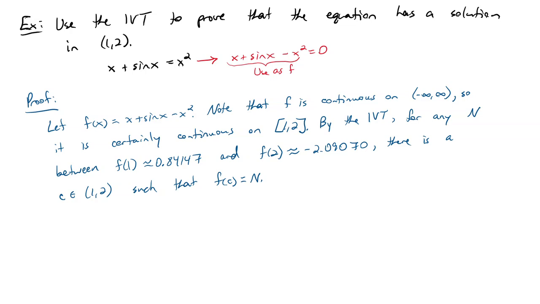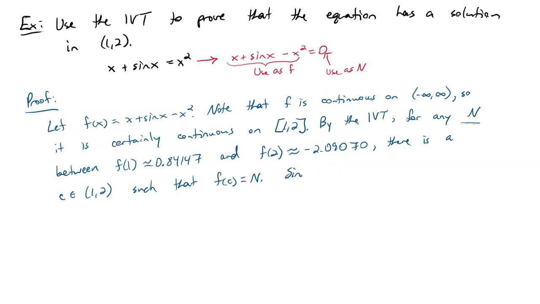So here we go. Here is our f of x. We want it to equal 0. So that's going to tell us that we're going to choose this number over here. That's why we've got 0 over here. It's really common to do that. We're going to use this as n. Okay? Now, it says for any n between 0.84 and negative 2.09, we can apply the theorem. Luckily for us, 0 is between 0.84 and negative 2.09.